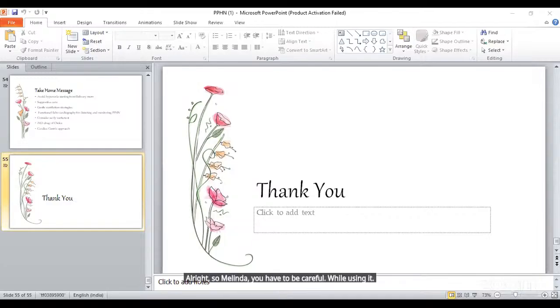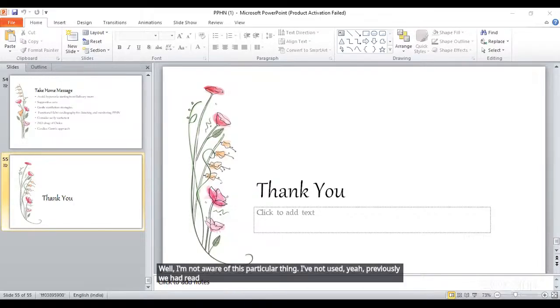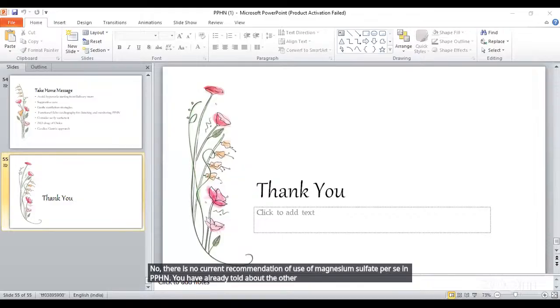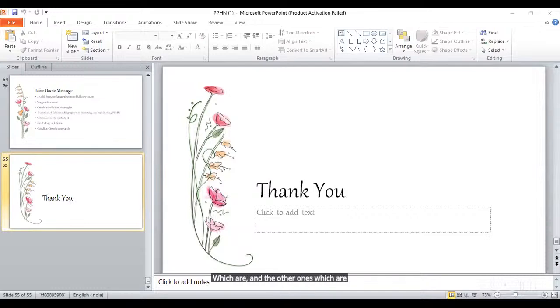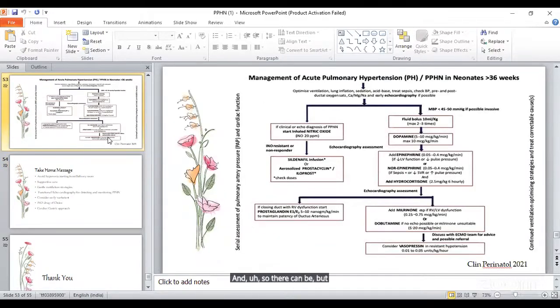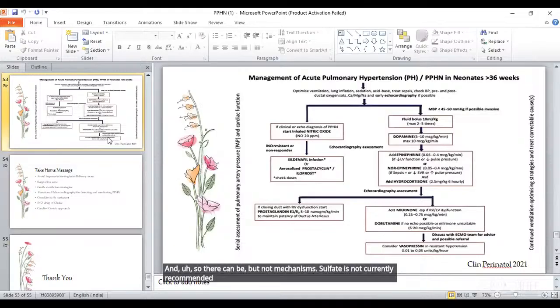Any role of magnesium sulfate? I'm not aware of this particular thing. I've not used it. Previously we had read that it does help, but currently there are no guidelines. Maybe you can add to this, sir. No, there is no current recommendation for the use of magnesium sulfate per se in PPHN. You have already told about the other drugs like bosentan, and the other ones which are in trial like tadalafil, and prostacyclin is rarely used, but magnesium sulfate is not currently recommended.